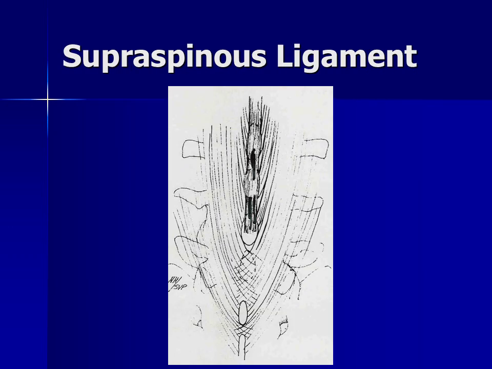This is an artist's rendition of the supraspinous ligament. This runs down between each spinous process and then blends into the thoracolumbar fascia at right around the L2, L3 region. Most of these pictures come from the spine reference.